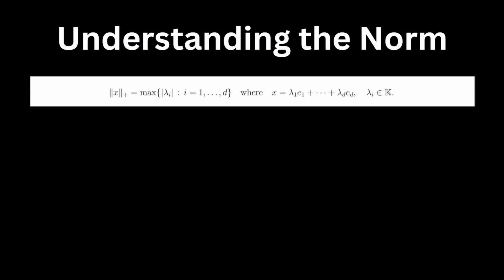Understanding the given norm. In the question, we are given that X has a norm where it is the max of the absolute value of the scalar lambda. This norm simply takes the largest absolute value of the scalars lambda that define X.